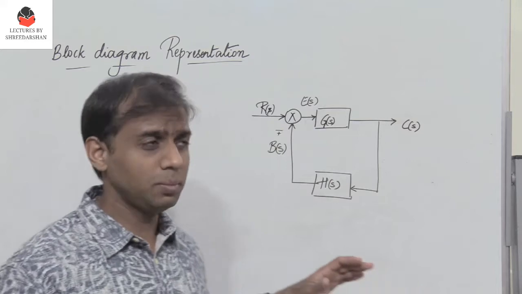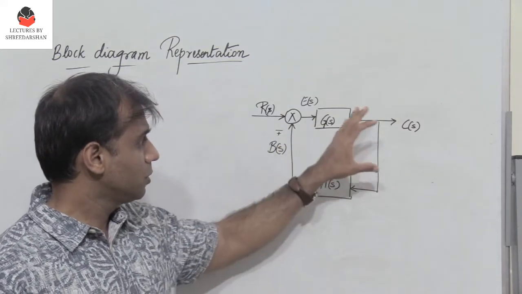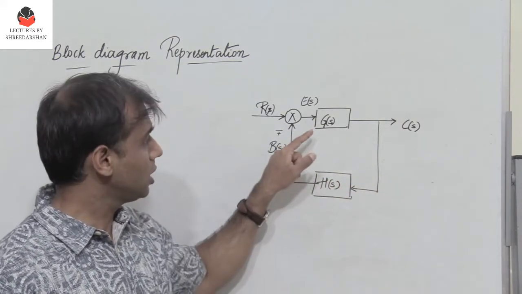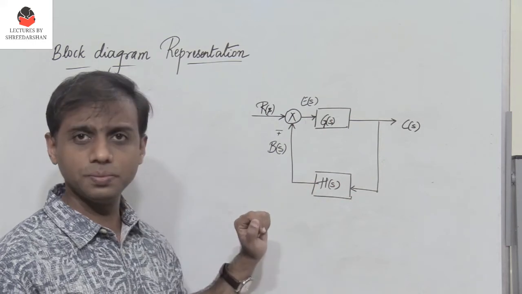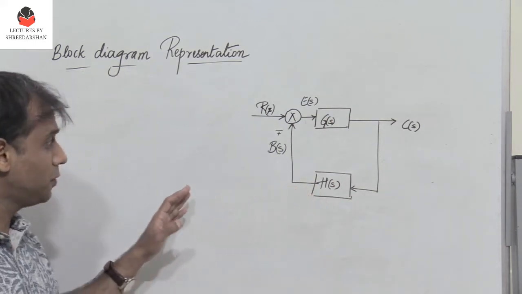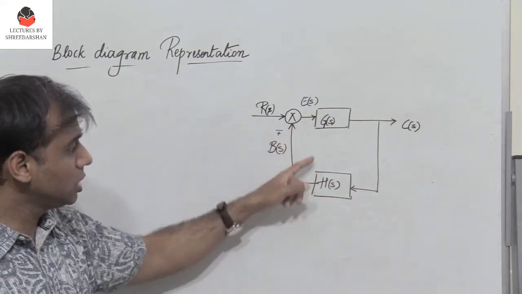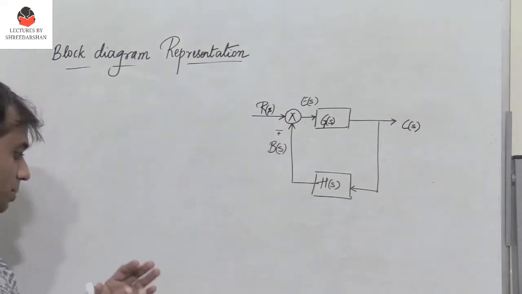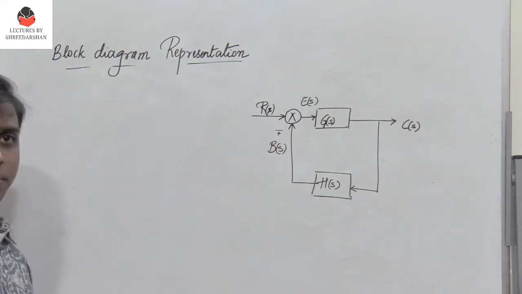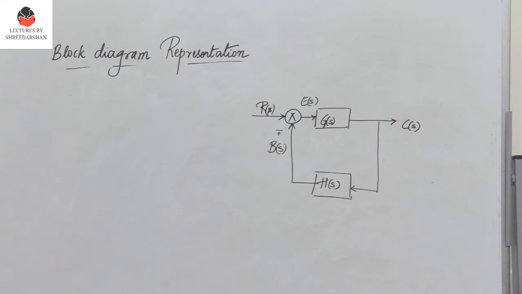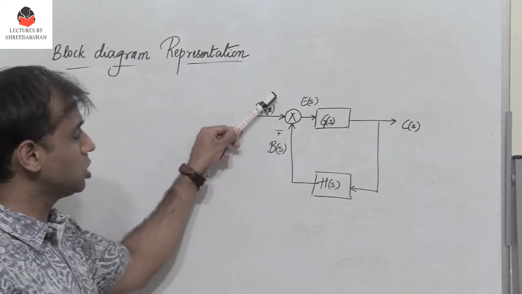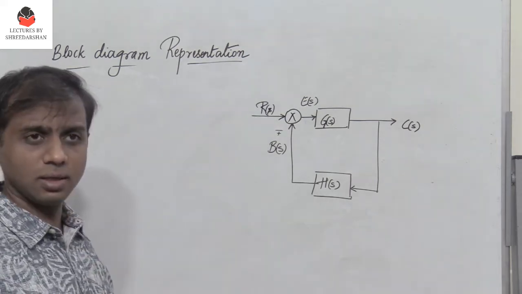Each element of a practical system is usually represented as a block. Now in a block diagram representation, what are the various features you observe? Of course we see that there are blocks here, and the transfer functions of elements are written within the block. We also have other elements like the summing points, which compare different signals.